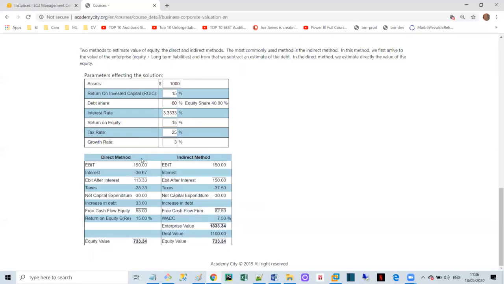Can you check the waiting room? There's some people waiting. Yeah, thank you. Can you scroll up for a second to the Gordon equation?